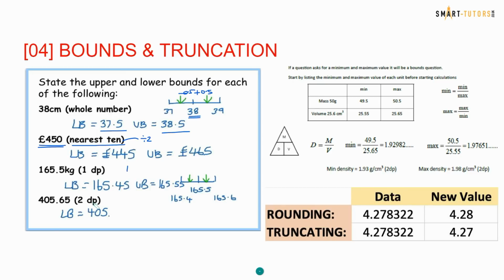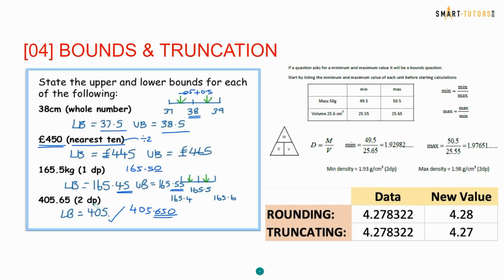165.5, one decimal place. So if you write 165.5, put a 0. So it is going to be 50. So 50, take away 5 is 45, the lower bound, and add 5, 55, that is going to be the upper bound. Two decimal places, again the same thing, 405.65, and put a 0. So 650, add 5, 655, and the next one is 645. So you can look at this one as a bounds question.